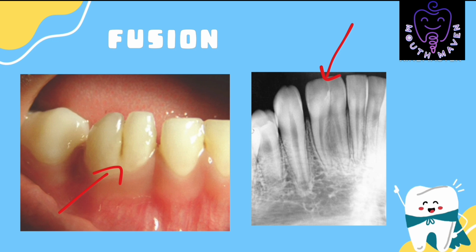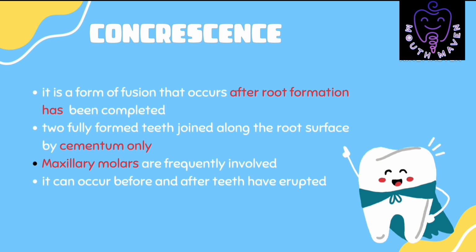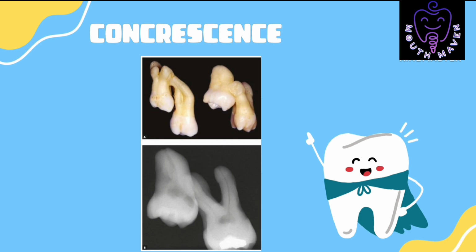Now, the next topic is concrescence. It is a form of fusion that occurs after root formation has been completed. In this, two fully formed teeth are joined along the root surface by the cementum only. In this, maxillary molars are frequently involved and it can occur before and after the teeth have erupted. Now, here are the images of the concrescence along with the radiographic image of the concrescence.